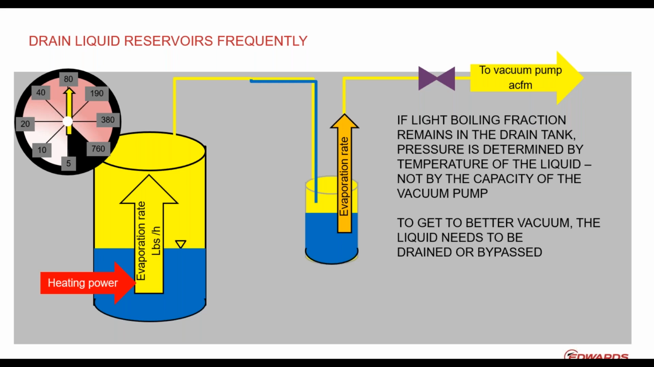Here's the effect. If your control system, let's say, has a certain set point set on the reactor, so you want to have 10 torr on your reactor.